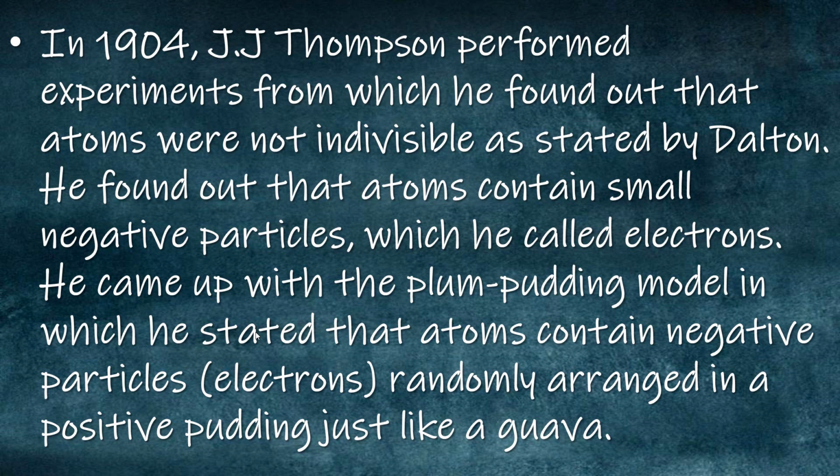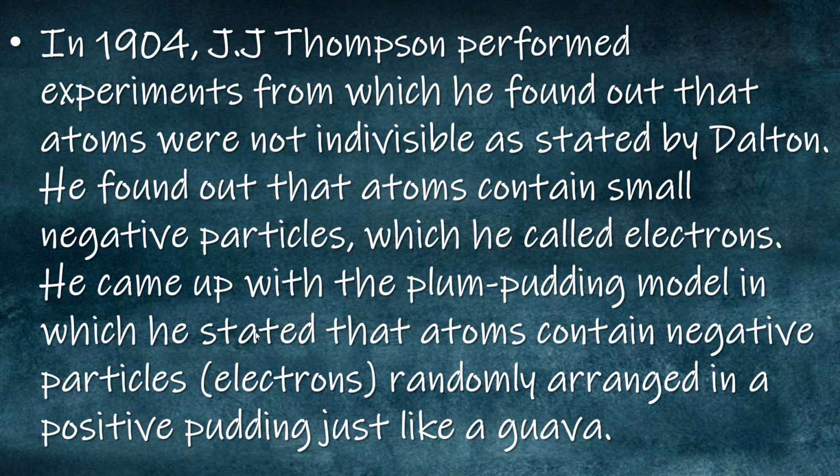Now, just for example, in a Ugandan setting or in the East African setting, imagine a guava. And you know how seeds can be just randomly arranged there. If you know blueberry, it also works. So for Thomson, an atom is like a guava, and it contains the electrons. The electrons are like the seeds that are just randomly scattered within the positive.